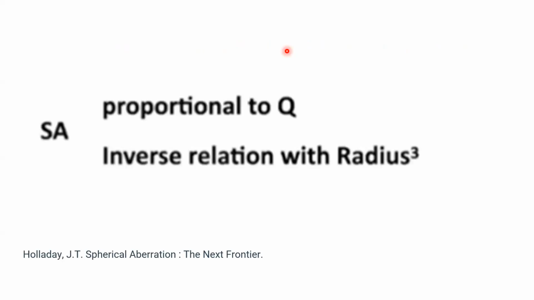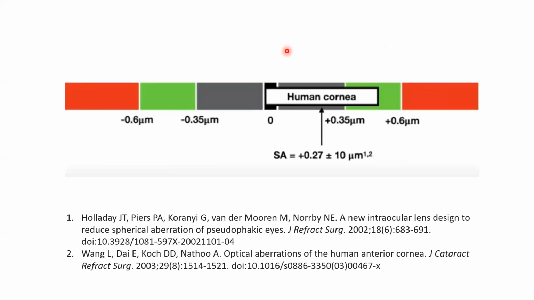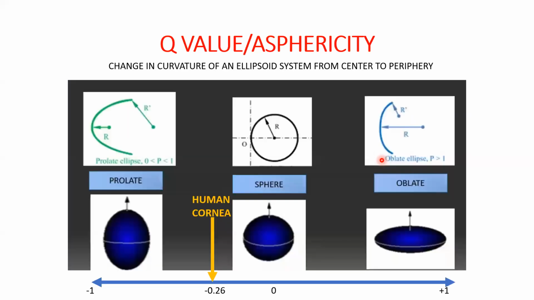An important aberration that we all need to consider is the spherical aberration. Spherical aberration is proportional to the Q value of the cornea. Q value is basically the measure of asphericity of the cornea. The spherical aberration is also inversely proportional to the radius of curvature, or the K values, of the cornea. A normal human cornea has a slight positive spherical aberration of around 0.27 microns.